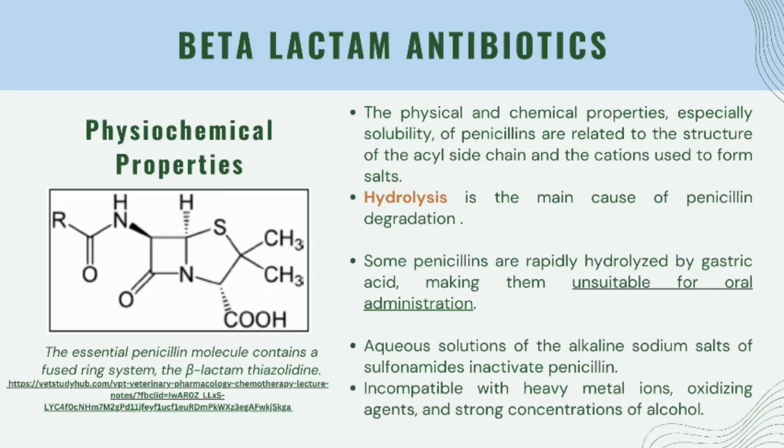So what are the physicochemical properties of beta-lactam antibiotics? The physical and chemical properties, especially solubility of penicillins, are related to the structure of the acyl side chain and the cations used to form salts. Hydrolysis is the main cause of penicillin degradation and can take place in the syringe when penicillin is mixed with another drug. Some penicillins are rapidly hydrolyzed by gastric acid, making them unsuitable for oral administration. The aqueous solutions of the alkaline sodium salts of sulfonamides inactivate penicillin. Also, penicillin is incompatible with heavy metal ions, oxidizing agents, and strong concentrations of alcohol.